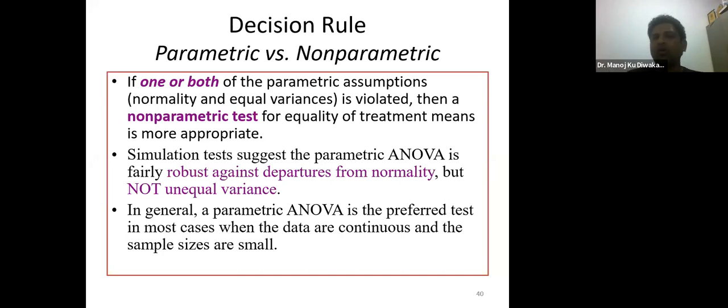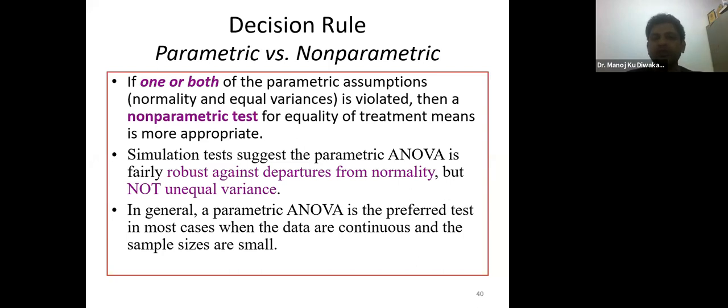So if one or both of the parametric assumptions, normality and equal variance, are violated, then the non-parametric test for the equality of the treatment means is more appropriate. So in that case you can go for the non-parametric test.